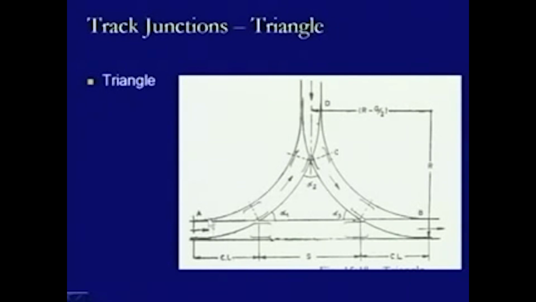Similarly, there will be 3 switches, one at this A location, one at this B location and one at this D location. These are the locations of switches, and accordingly we have to provide the wing rails and check rails wherever the crossings have been provided. So, this is a typical diagram of a triangle which is used to change the direction of a locomotive.